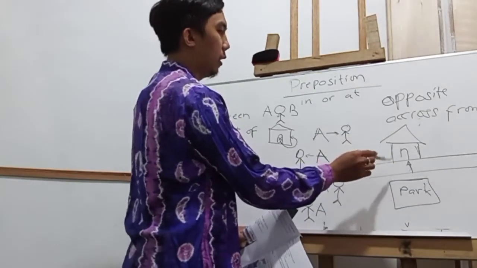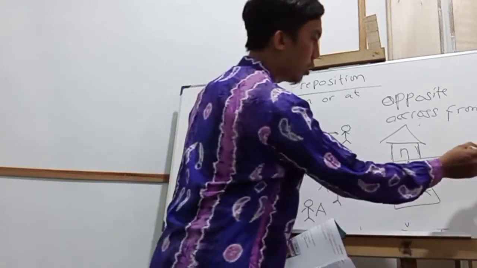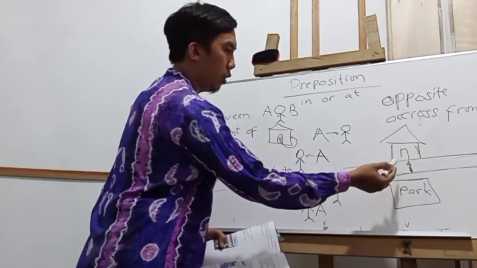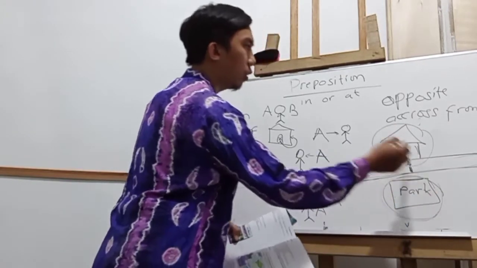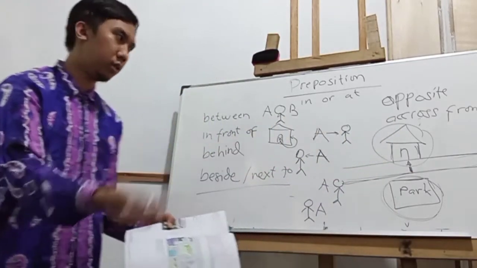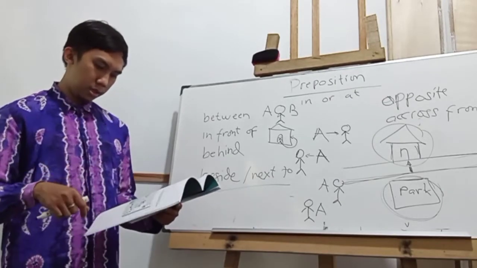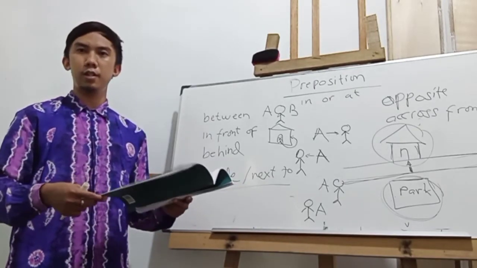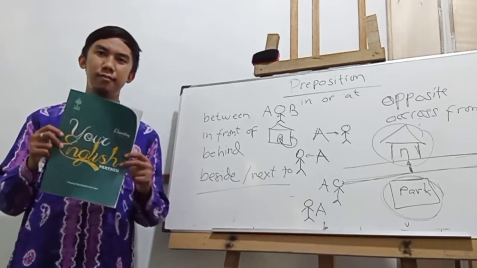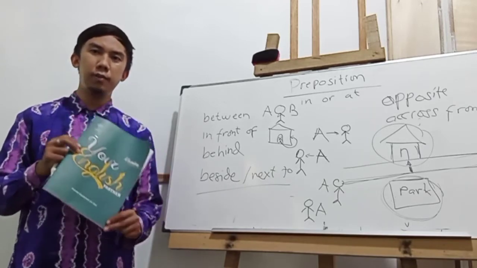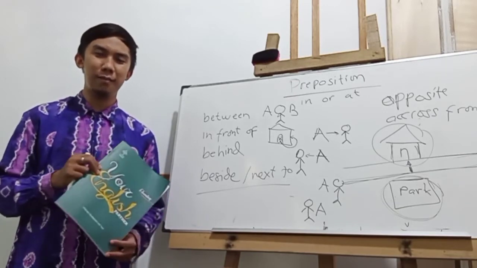So this is when you talk about opposite and across. You have to cross the street. So this is your house, this is the park. Your house is opposite the park, the park is across from your house, or vice versa. So this is all the material that we have on page 57. You can learn better when you see this book. This book is made by UPB, Unit Pengembangan Bahasa, or Language Development Center, UIN Antasari Banjarmasin.